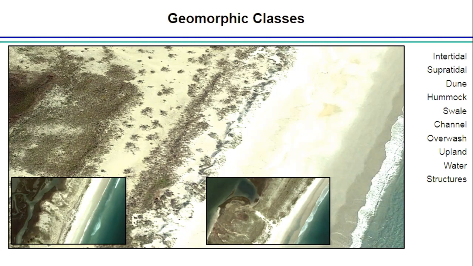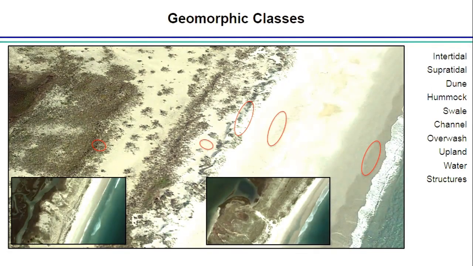So we identify the intertidal zone, which is the zone of the barrier island that is affected by tides on a daily basis. The supertidal zone is the portion of the barrier island which is only impacted by tides during astronomically high tide periods. The dune portion, the hummocks, which are either relic dunes or baby dunes.